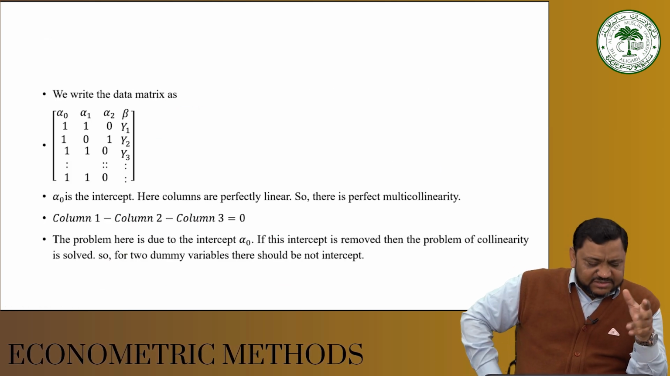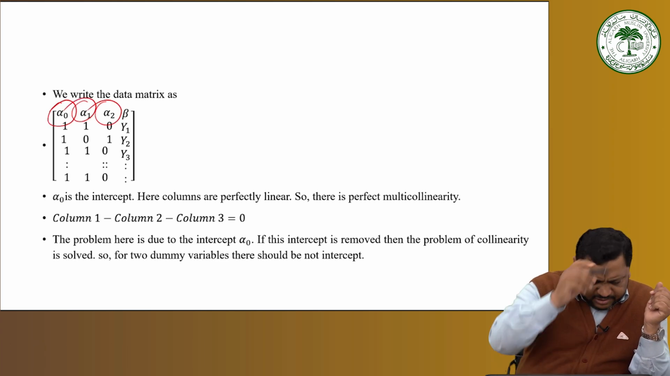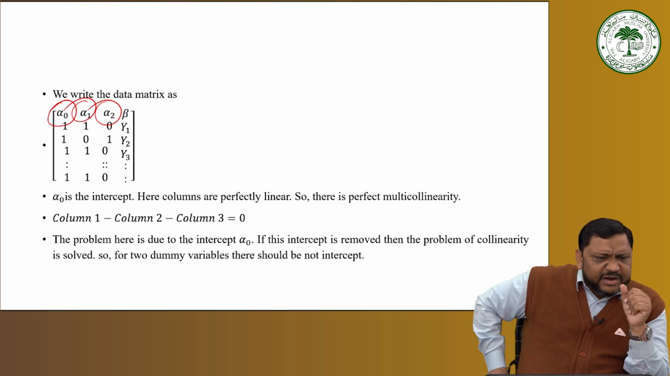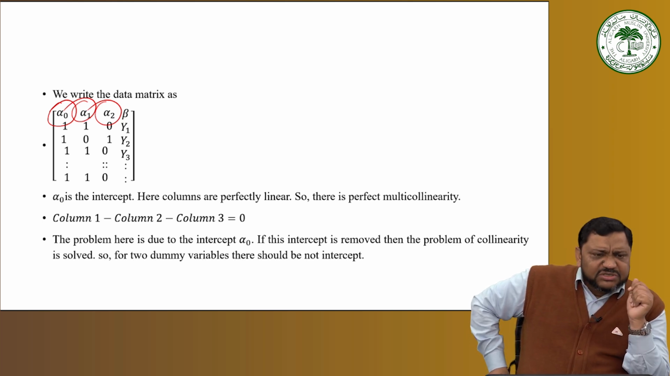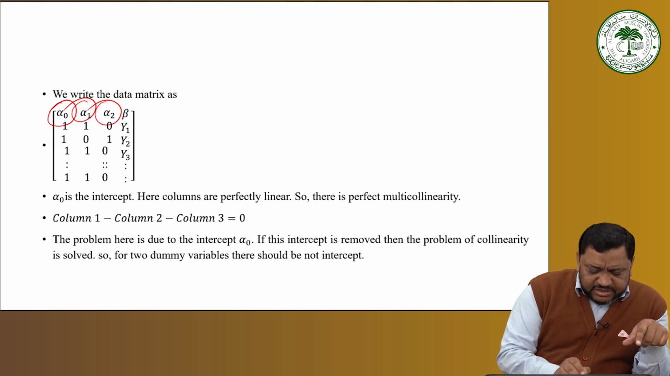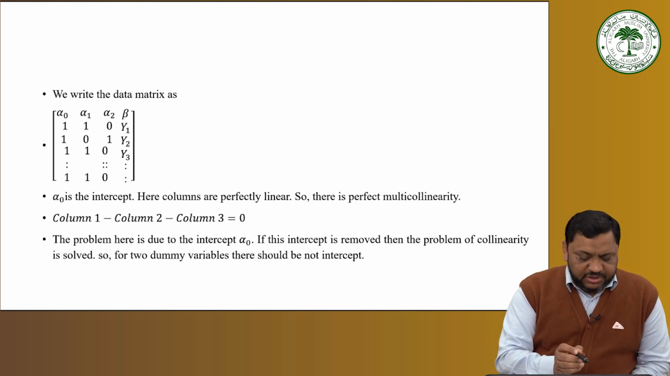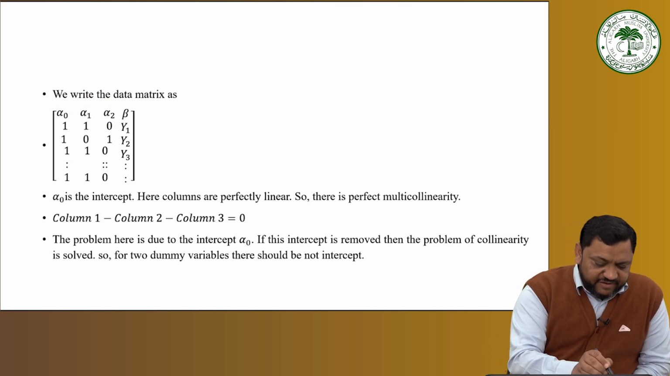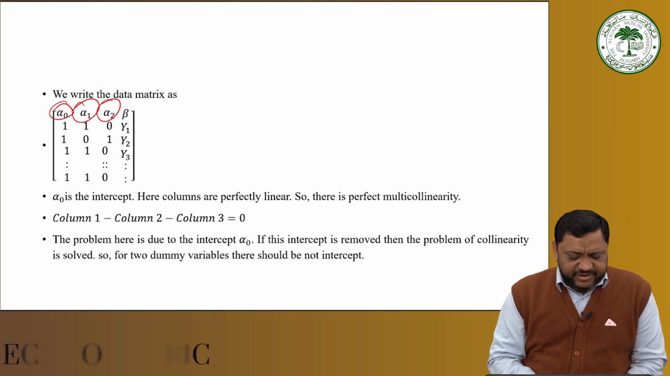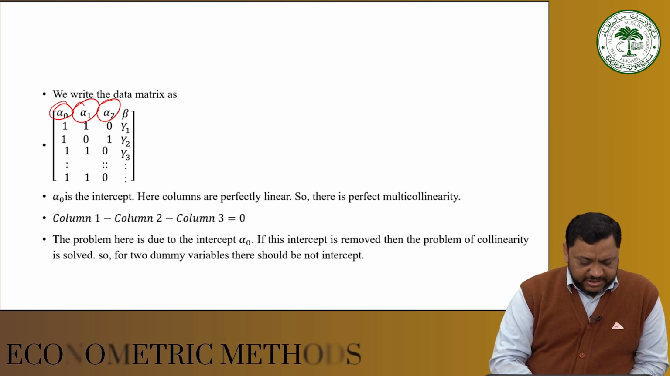Let's see that. We have the data for alpha 0, we have the data for alpha 1, we have the data for alpha 2, and we have the data for beta. So we write it in the form of a matrix. At the moment, just ignore the column for beta. Now we can see that alpha 0 is the intercept. So we model our relationship in the form of a matrix, with alpha naught, the intercept term, plus alpha 1 plus alpha 2, and a column for beta, which at the moment we ignore.